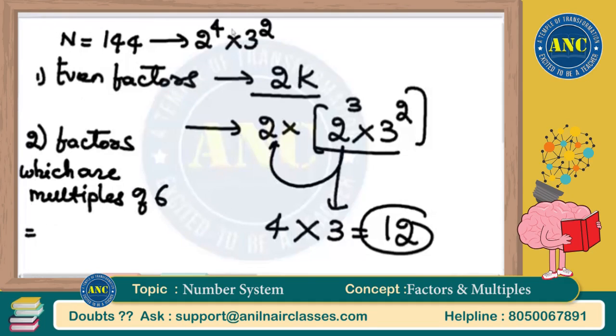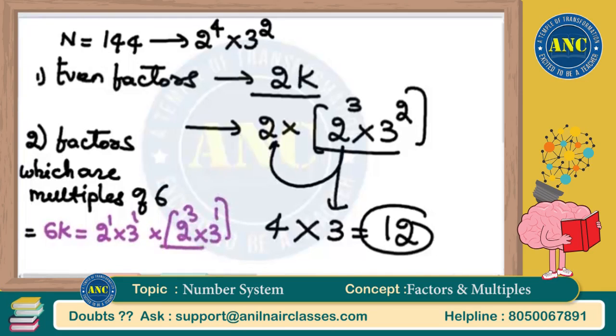Even factor is nothing but a factor which is a multiple of 2. Factors which are multiples of 6 is nothing but 6k. 6 is nothing but 2 into 3. Remaining is 2 cube. Remaining is 3 power 1. These are nothing but which are multiplied by 6. So this will become multiples of 6.